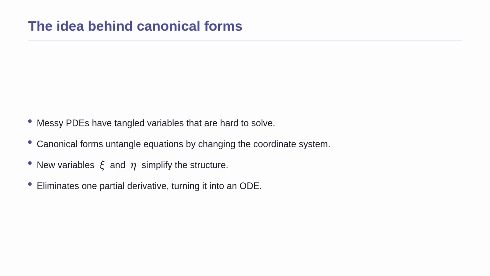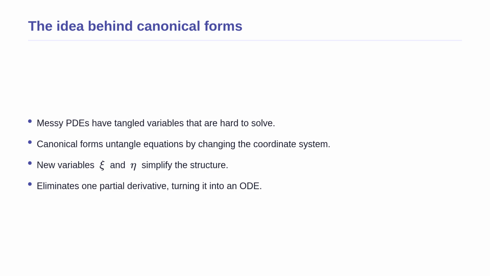When we have a messy first-order partial differential equation, the variables are tangled up and incredibly hard to solve directly. By finding the right new variables, we untangle the equation, turning a complex problem into something that looks like a simple solvable equation. We transform the equation into a simpler coordinate system using new variables, typically called xi and eta.